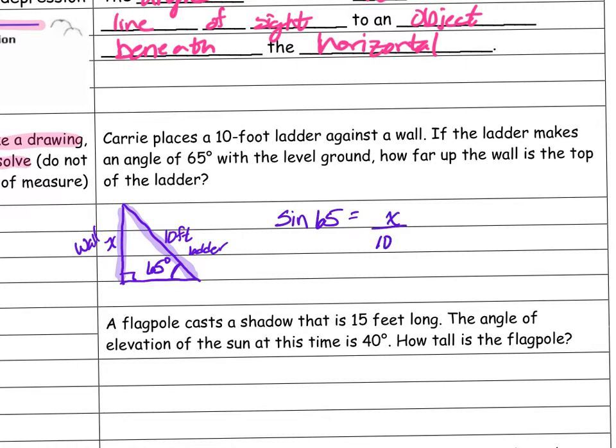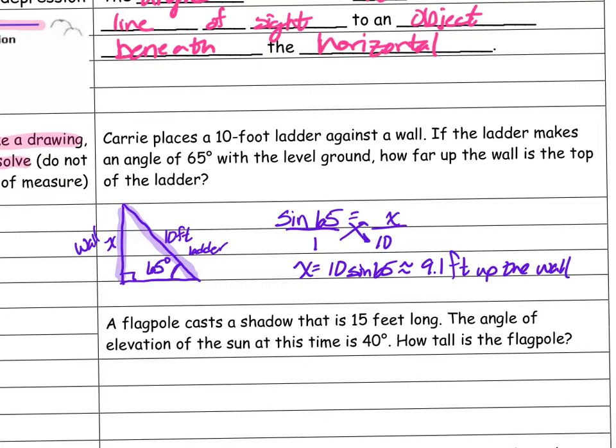Okay, so there's my equation. I got my picture, got my equation. Now I need to solve. So I'm going to make two fractions, cross multiply. So x equals 10 times sine of 65. I put that in my calculator, and x is approximately going to equal 9.1 feet up the wall. So the ladder is 9.1 feet up the wall. And that's my answer. Done.